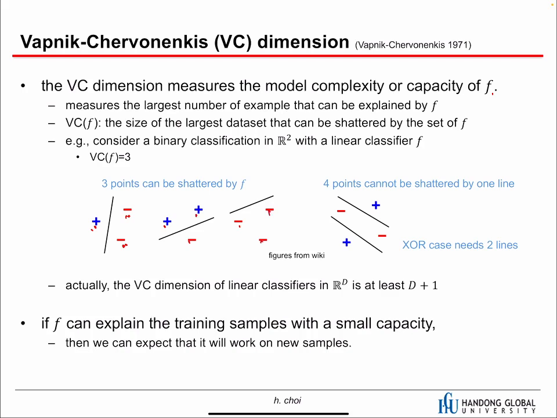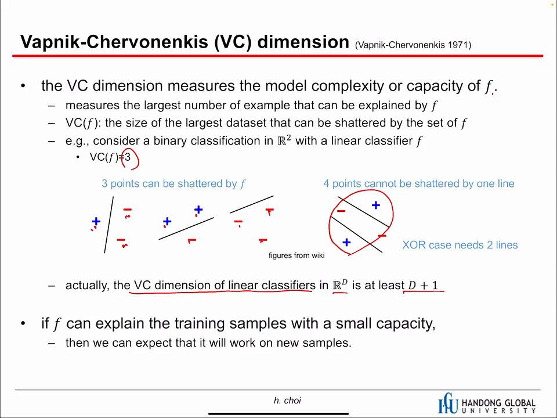But if we have 4 points in the 2-dimensional space, one linear classifier cannot separate them if we have this kind of case. So the VC dimension of a linear classifier in two-dimensional space is 3, because this classifier can separate 3 samples no matter how they are classified. Actually, the VC dimension of linear classifiers in the d-dimensional space is at least d plus 1.